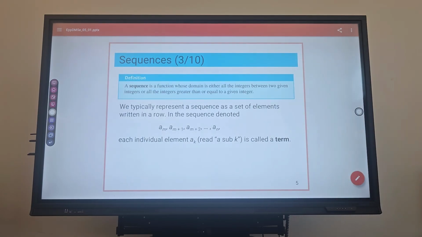Definition. A sequence is a function whose domain is either all the integers between 2 given integers or all the integers greater than or equal to a given integer. We typically represent a sequence as a set of elements written in a row. In the sequence denoted a sub m, a sub m plus 1, a sub m plus 2, etc., to a sub n, each individual element, a sub k, is called a term.